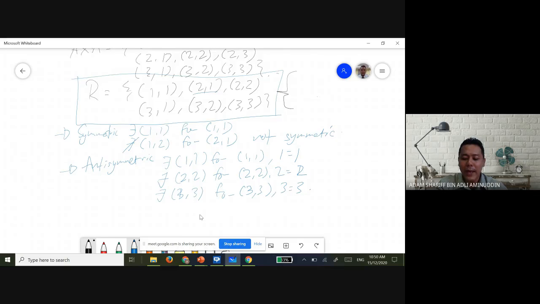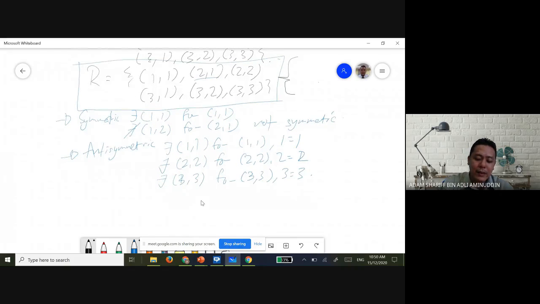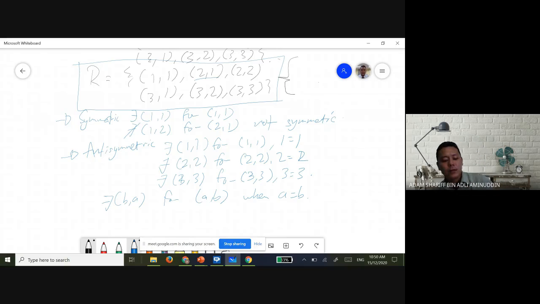So, to reflect for this question, there exists BA for AB when A equals to B. So, my conclusion is that it is anti-symmetric. Although it is not symmetric, but for the question of anti-symmetric, it is anti-symmetric.